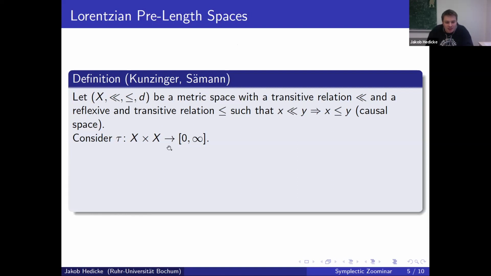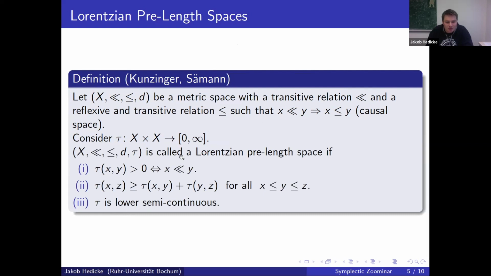And they considered a Lorentzian distance function on this metric space, which has the following properties. This object is called the Lorentzian pre-length space: the metric space with these relations and this function, if precisely this function has these three properties of the Lorentzian distance function in the manifold case. So it's positive if and only if x is smaller than y, it satisfies this reverse triangle inequality, and it should be lower semi-continuous with respect to the metric d.